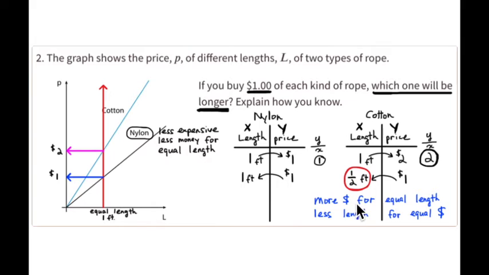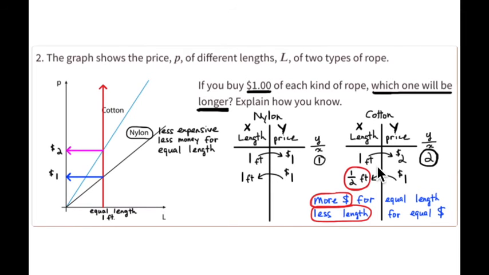So more dollars for an equal length. So it costs you more money. So right here for an equal length, 1 foot, cotton costs you more money. So more dollars for an equal length, but it's less length. So 1/2 of a foot and 1 foot for an equal number of dollars. So more dollars for an equal length, less length for an equal number of dollars.